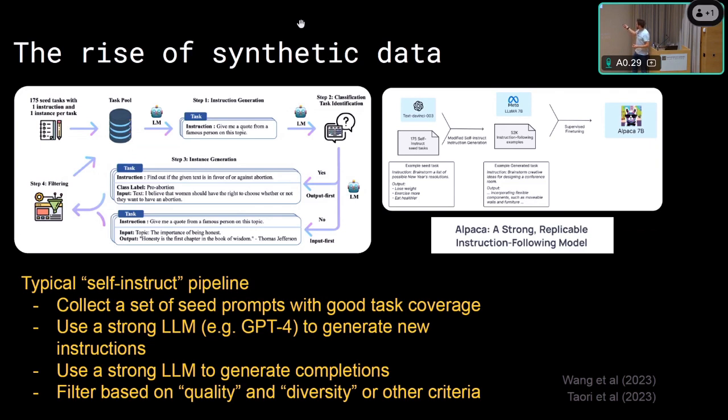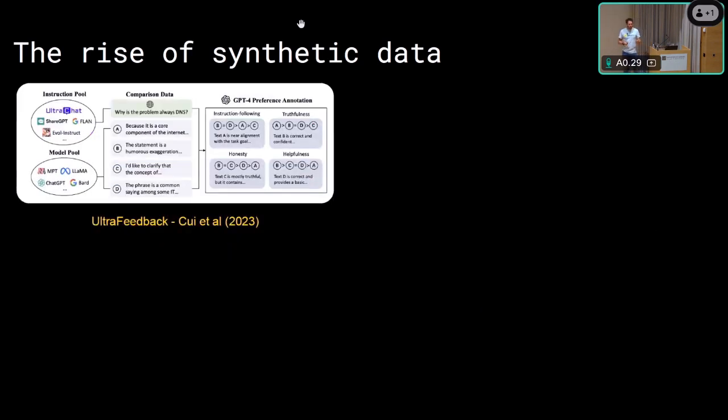And this was then extended to not just do it for SFT data, but now to do it for preference modeling. And so researchers in China showed that if you take a bunch of prompts, so around 60,000 prompts, you take a bunch of models ranging from open source models to proprietary ones, you can then feed these prompts to all of those models. So you might have a prompt like, why is the problem always DNS? You'll get a bunch of different answers based on the capability of the models.